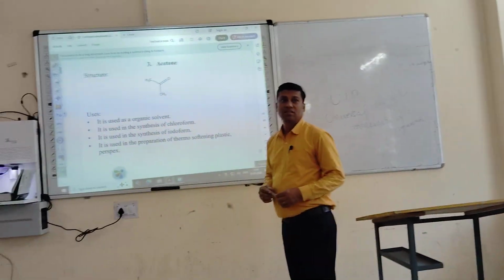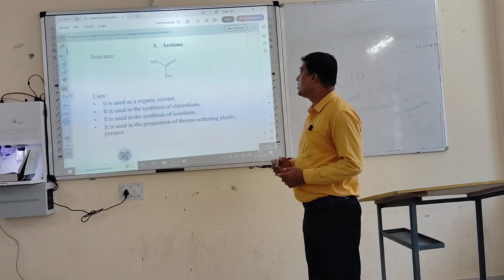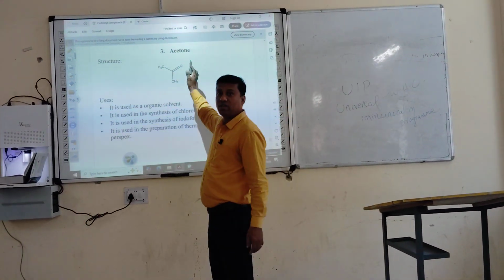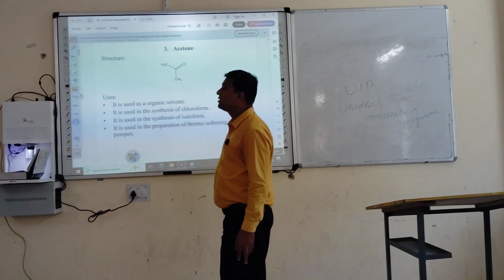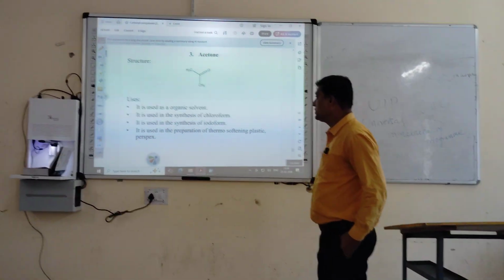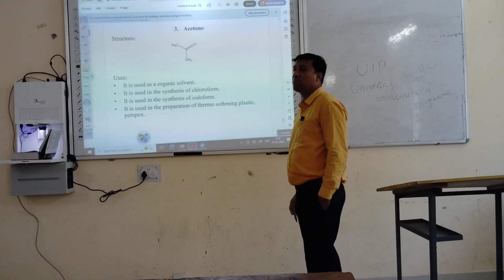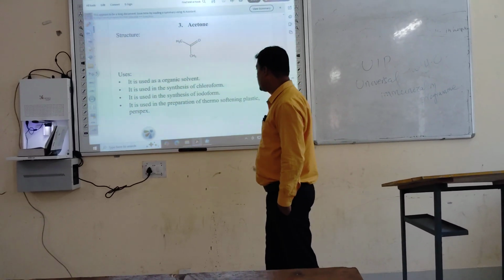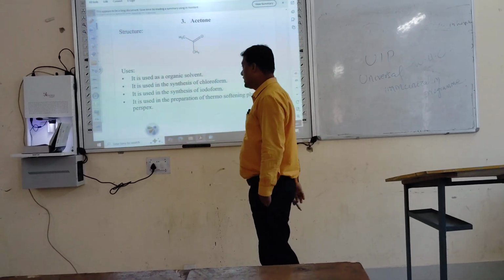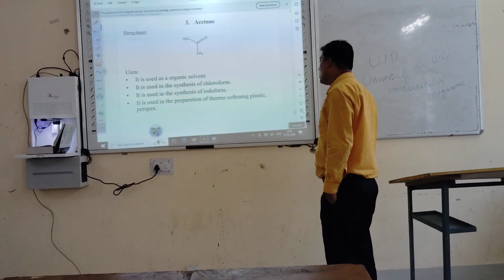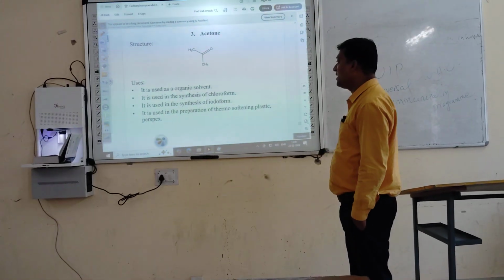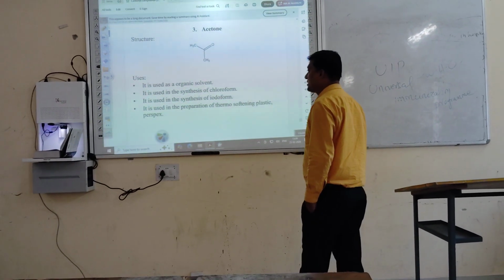Then acetone. The next structure is known as acetone. This is the very common structure. CH3, C double bond O. What are the uses? It is used as organic solvent. It is used in the synthesis of chloroform. It is used in the synthesis of iodoform. It is used in the preparation of thermo-softening plastic and perspex. Okay.